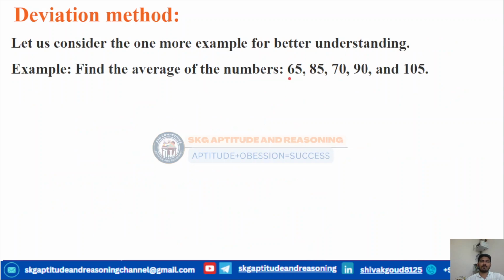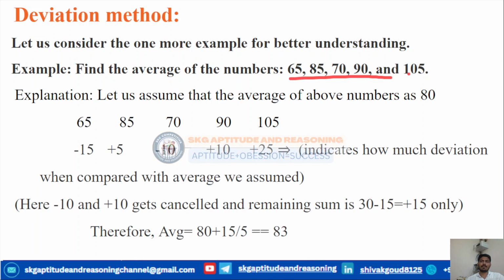These are some bigger numbers we are taking here. Among these numbers, the range is from 65 to 105. Let us say in this I'll assume my average as 80. If I compare 80 with 65, it is lesser by minus 15, it is greater by plus 5, it is lesser by minus 10, it is greater by plus 10, it is lesser by minus 20, and it is greater by plus 25.